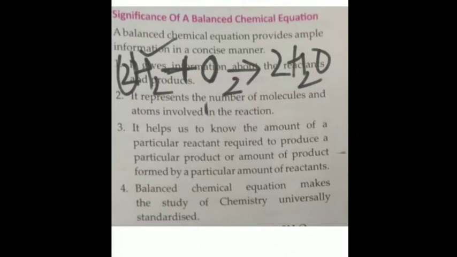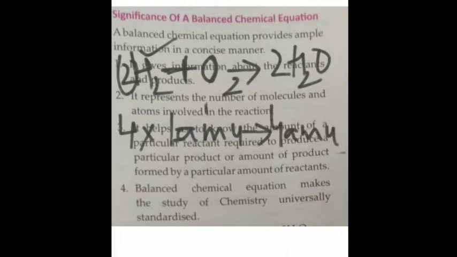So you can write it like this. How? 2 into how much? So this is 2 into 2, that means 4 hydrogen atoms are involved. So 4 into 1 AMU, that is the atomic mass of hydrogen, gives you 4 atomic mass unit. So the mass of one oxygen atom is 16. This reaction involves 2 atoms of oxygen. So total mass of oxygen atom is 2 into 16, that is equal to 32 AMU.